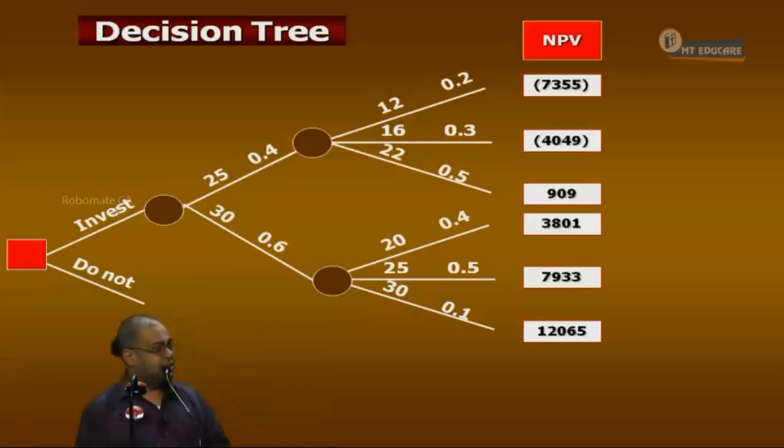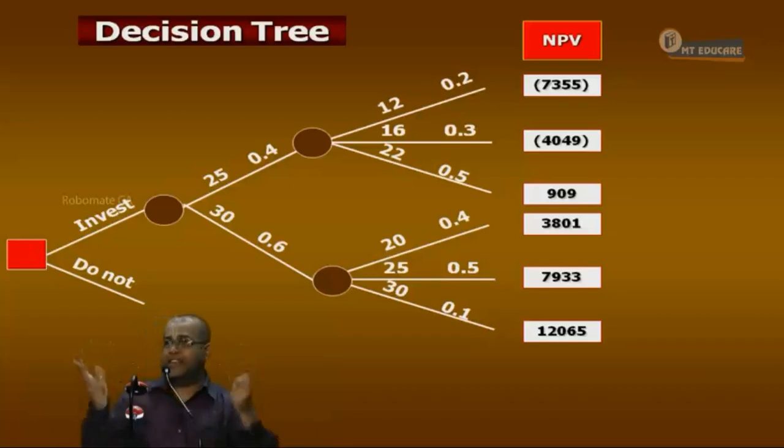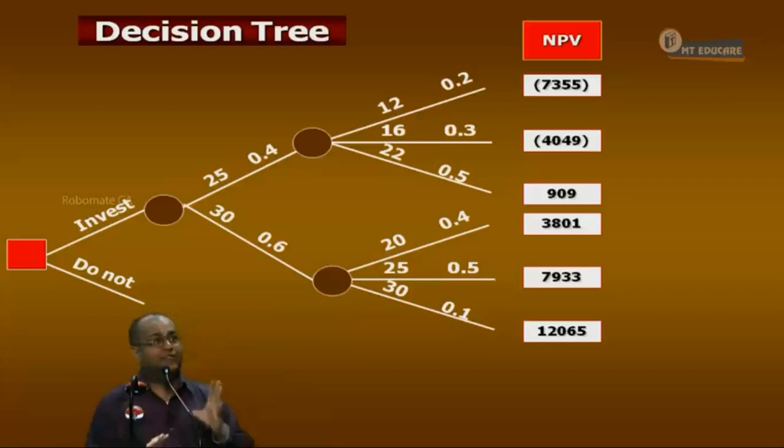I throw a single die. How many sides are there in a die? There are 6 faces. Now, getting 1 on the die, what is the probability? 1/6. Getting 2 is 1/6, getting 3 is 1/6, getting 4 is 1/6, like that up to getting 6 is 1/6.